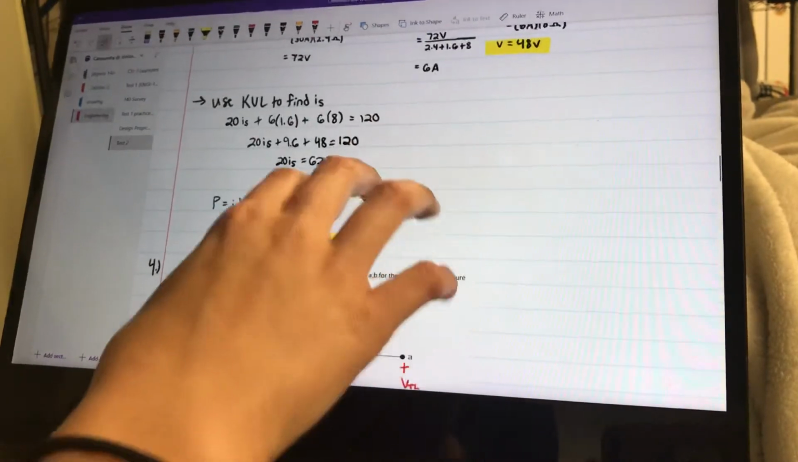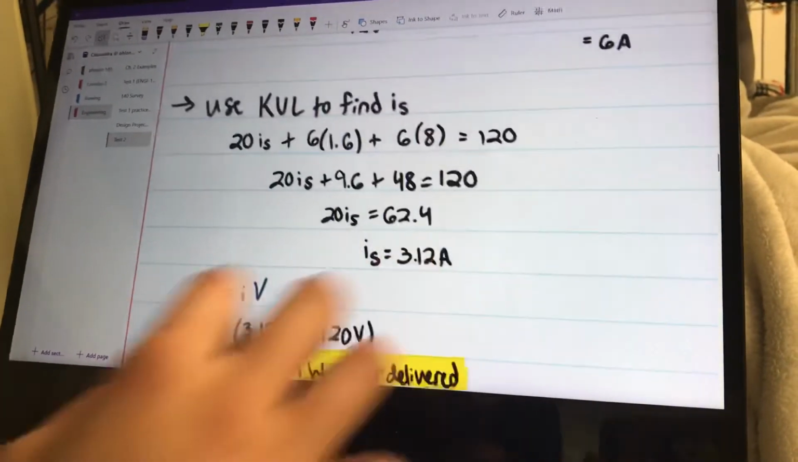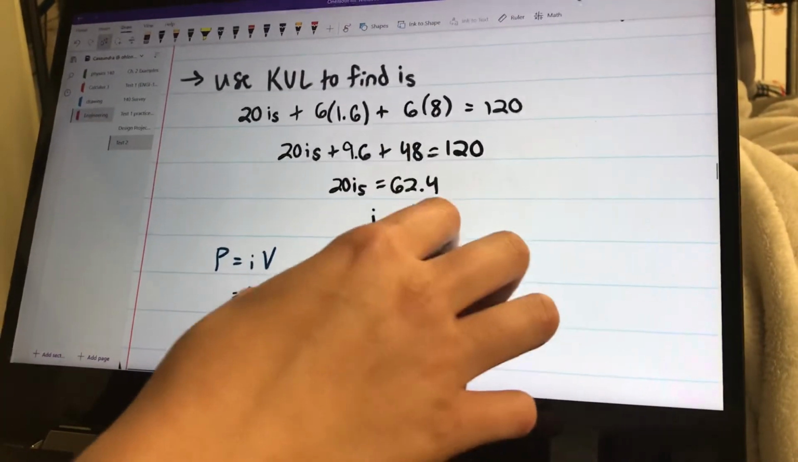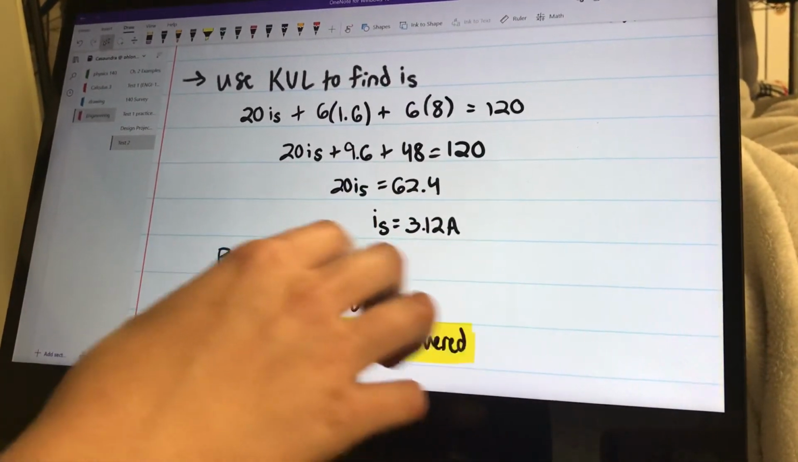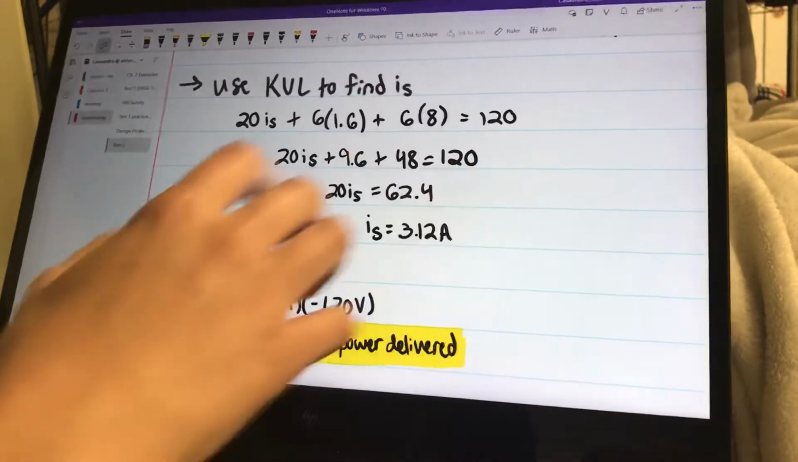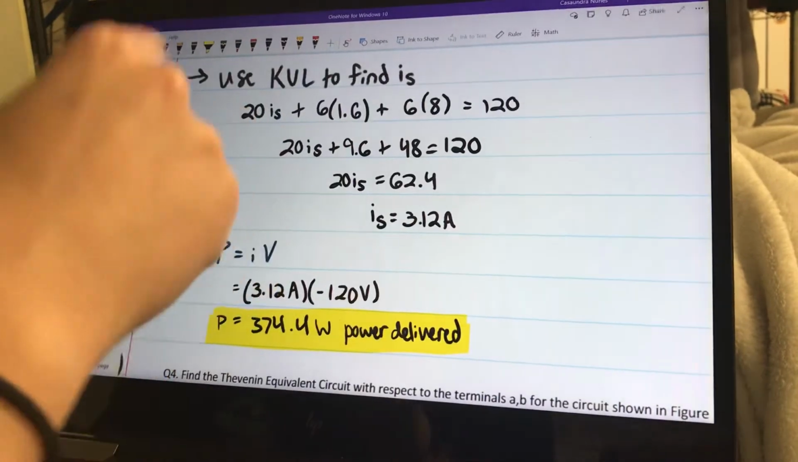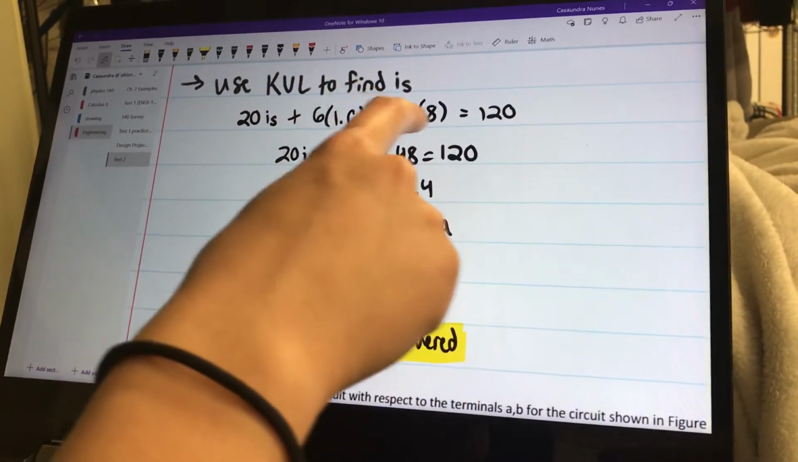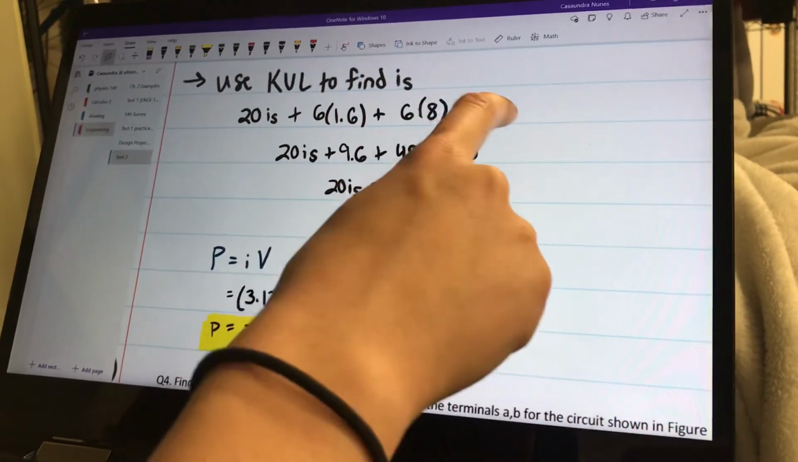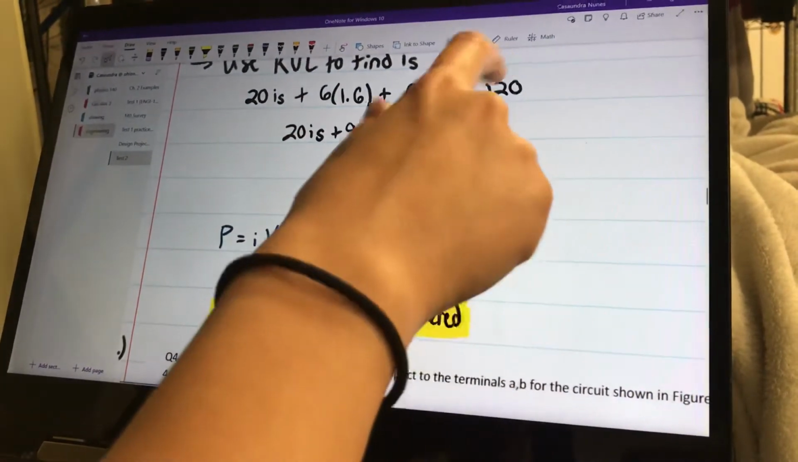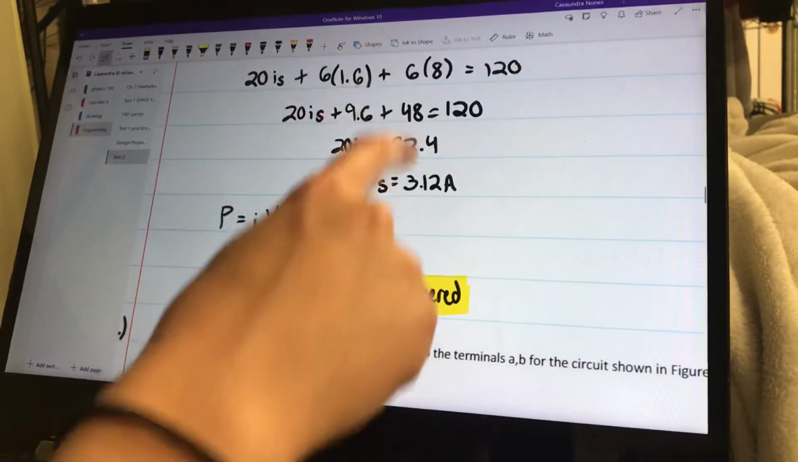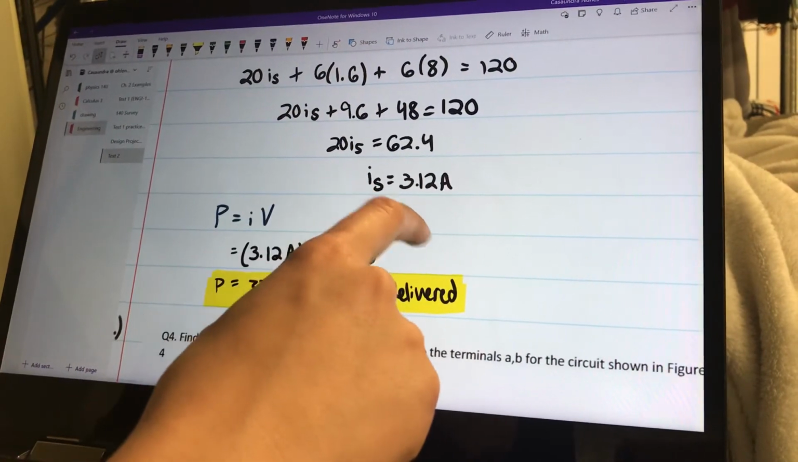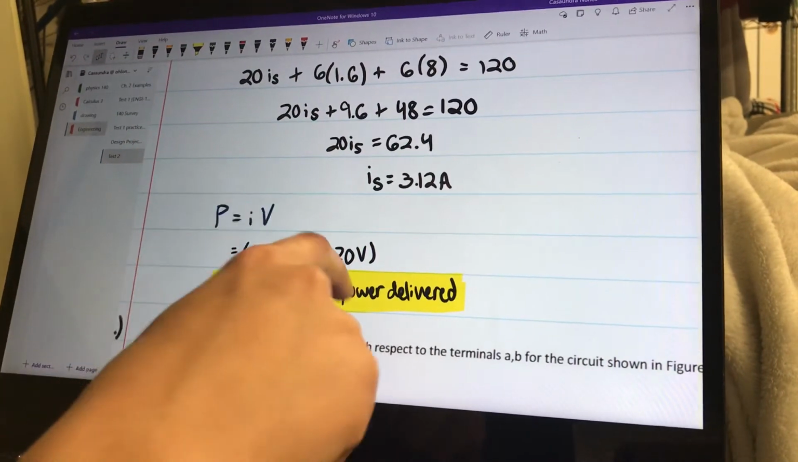Next, to find the power, I first used a Kirchhoff's voltage law equation to find IS. And so here I did 20 IS plus 6 times the 1.6 ohm resistor plus 6 times the 8 ohm resistor equals 120. And that's our source right there. And then I solved that through and I got IS is equal to 3.12 amps.